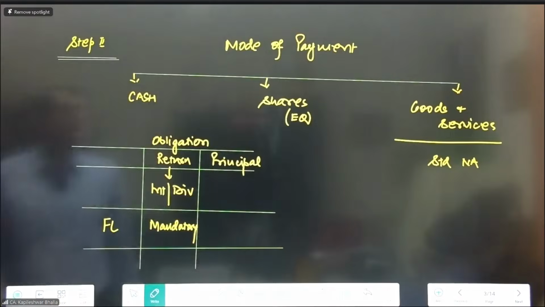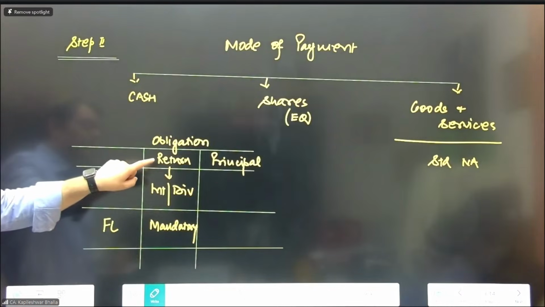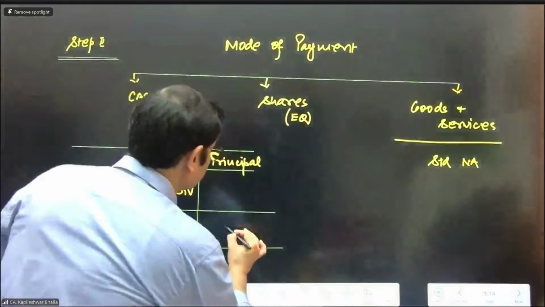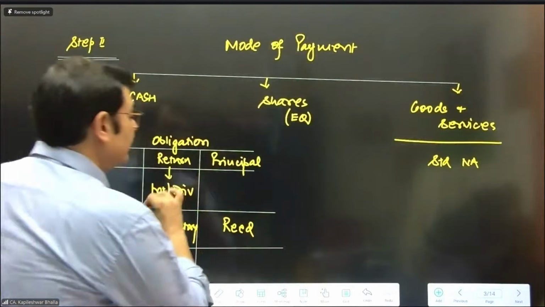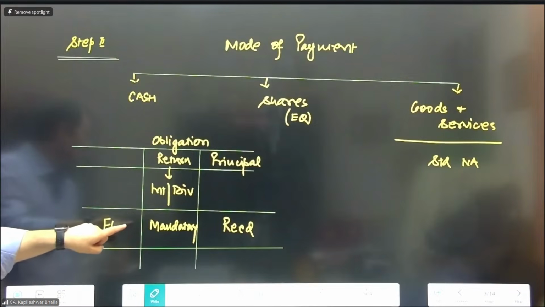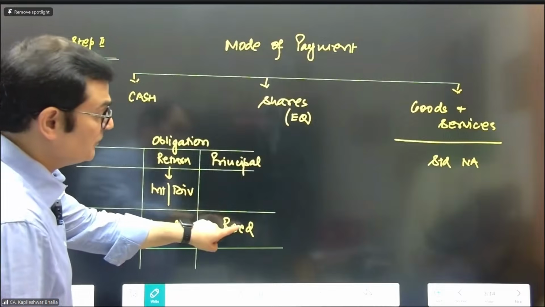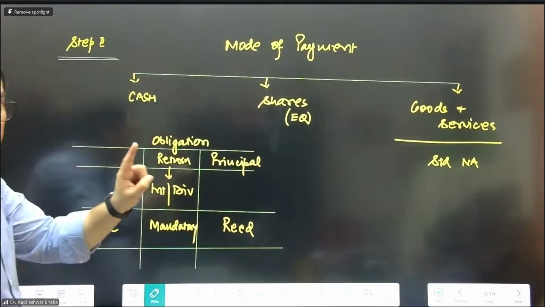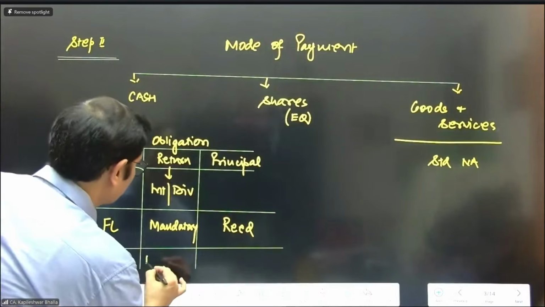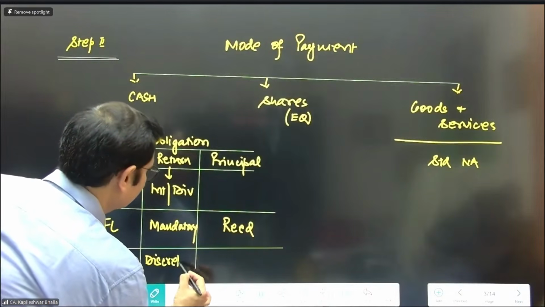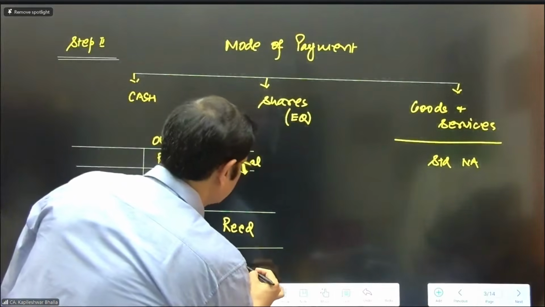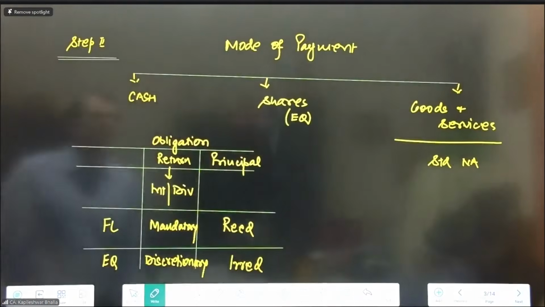The return needs to be mandatory in nature. You've got dividends and interest, which is mandatory in nature. If you say principal, it should be redeemable in nature. To call the return element a financial liability, it needs to be mandatory. To call the principal component a financial liability, it needs to be redeemable. And if you say it is equity, that would be when it is discretionary in nature, and the principal is supposed to be irredeemable in nature.